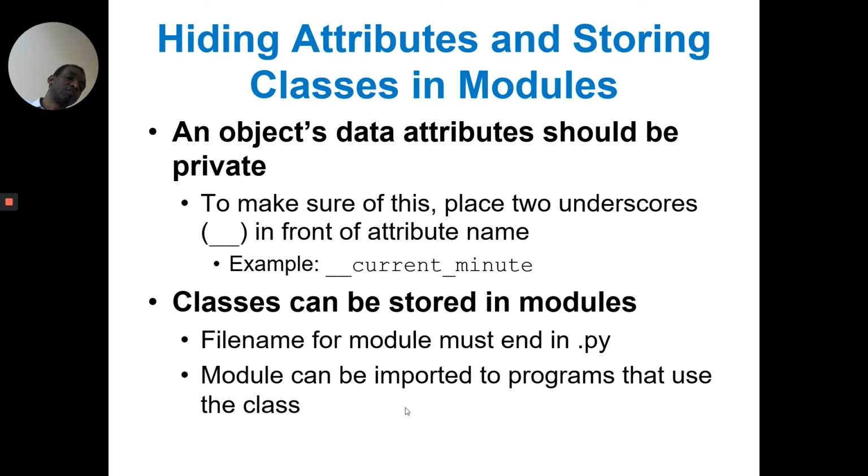An object's data attributes should be private. To make sure of this, place two underscores in front of the attribute name. So it would be like that.